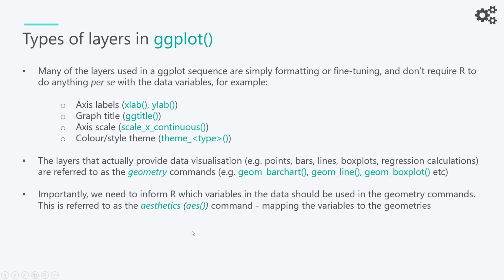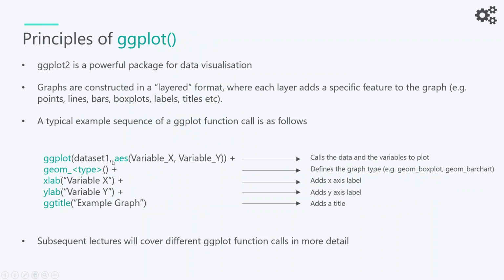And also, just going back to this AES function call that I had on the previous slide, this is very important, and it actually refers to the aesthetics of the graph. What the AES function is doing is asking which variables we want to plot within our particular data set. And by putting the variables inside this AES function, the geometry command then knows which variables should be used to create the specific box plot or bar chart or whatever.